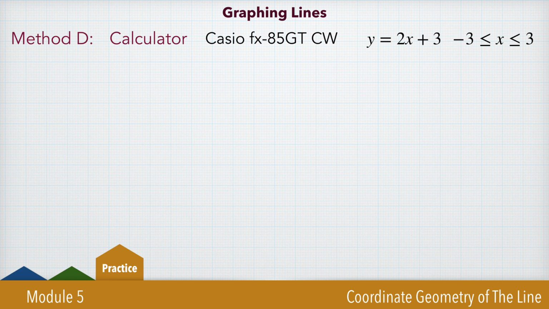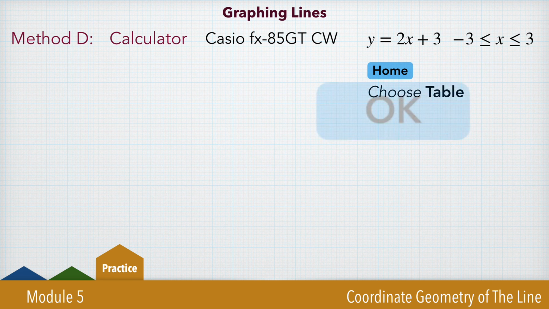Method D uses a calculator. The following instructions are for the Casio FX85GT version. The majority of calculators will have similar buttons and options. We start by pressing the Home button, and from the screen choose Table. Once chosen, press the OK button.